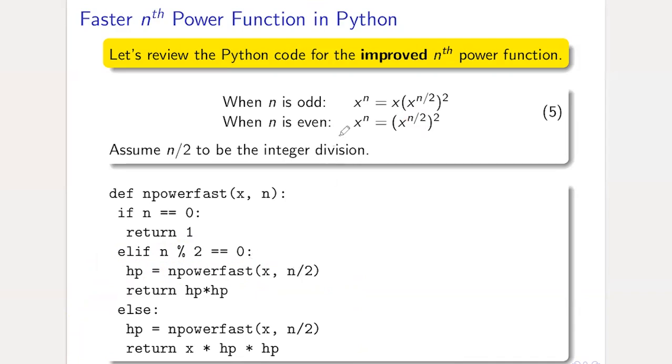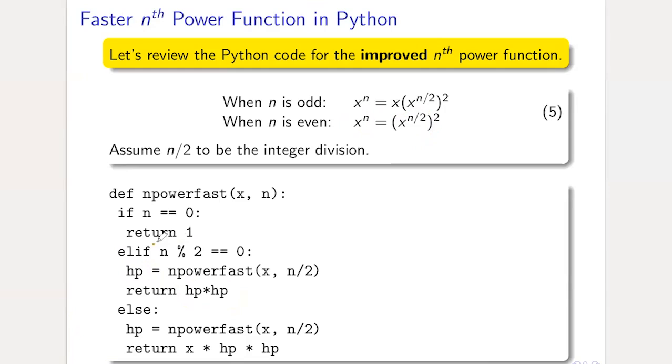And this particular value, the HP, I need to square this value, multiply by itself to get x raised to the power n. So this HP value, the half power value, is multiplied by itself, and that is the full value which gets returned.